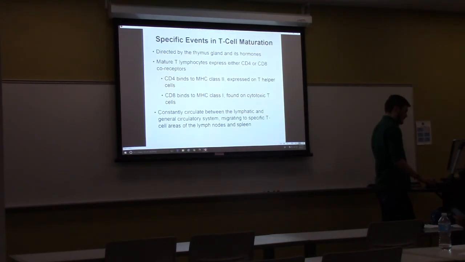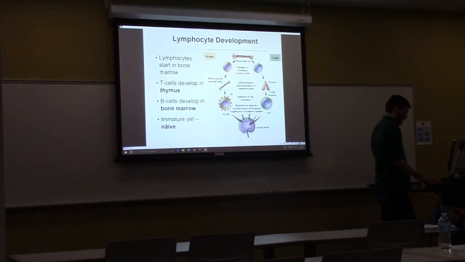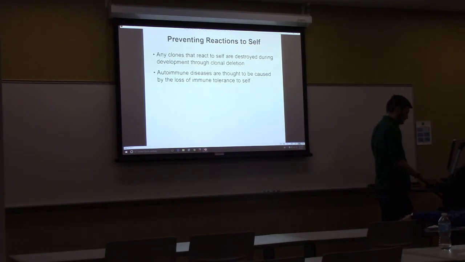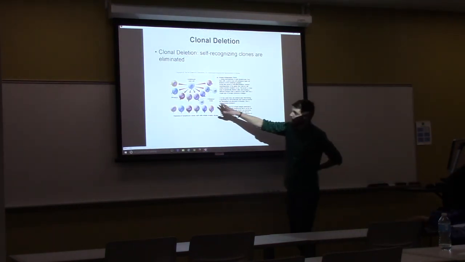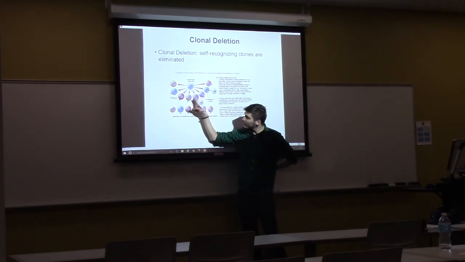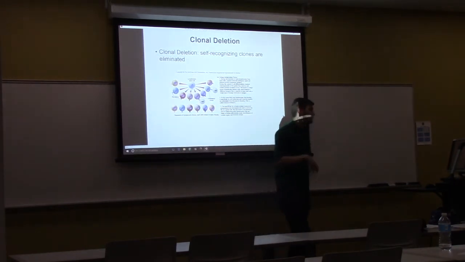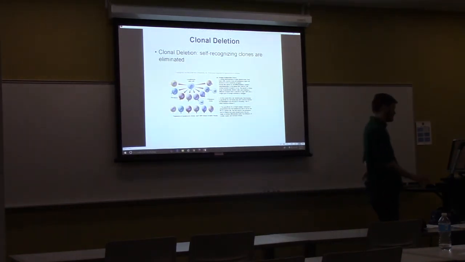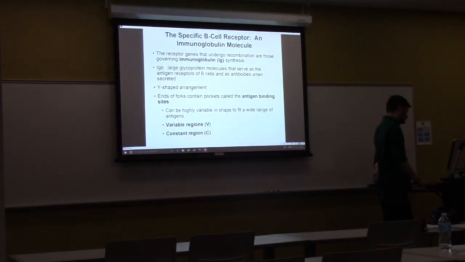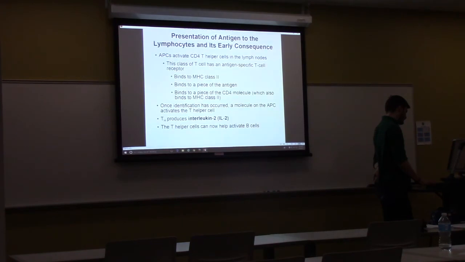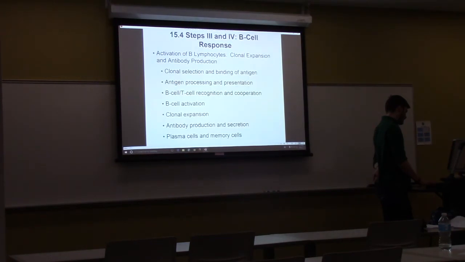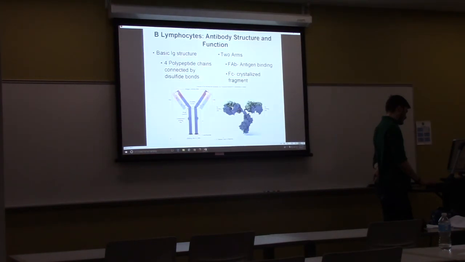So, let's see, what did we forget to talk about? So this is just an example of that maturation step I told you about. You're getting rid of cells that respond to self, so they do not cause autoimmune disorders. Talked about all this already. Let's just skip through it.